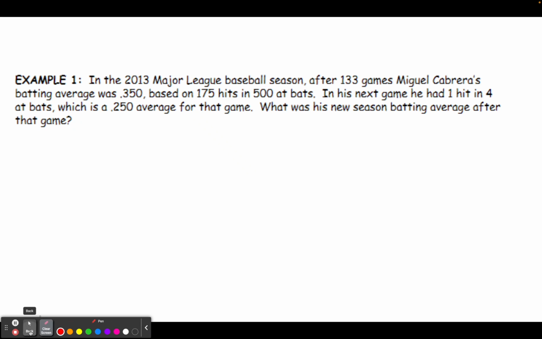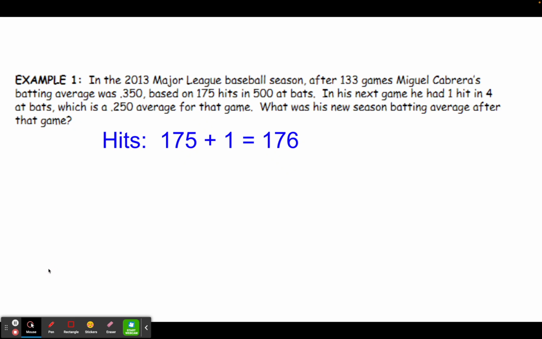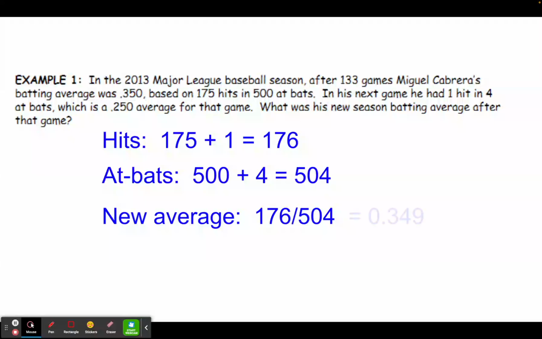What we need to do is figure out how many total hits he had. He had 175 before and then 1 in the new game, which puts him at 176 total. We also need the total number of at-bats. So we had 500 prior to this game and then 4, which puts him at 504 total at-bats. To get his new batting average, remember it's hits divided by at-bats. So 176 out of 504 puts his batting average at .349. So you can see that with this one game, his batting average just dropped by a tiny little bit because he only had 4 at-bats compared to the 500 at-bats he had in the season prior to this.